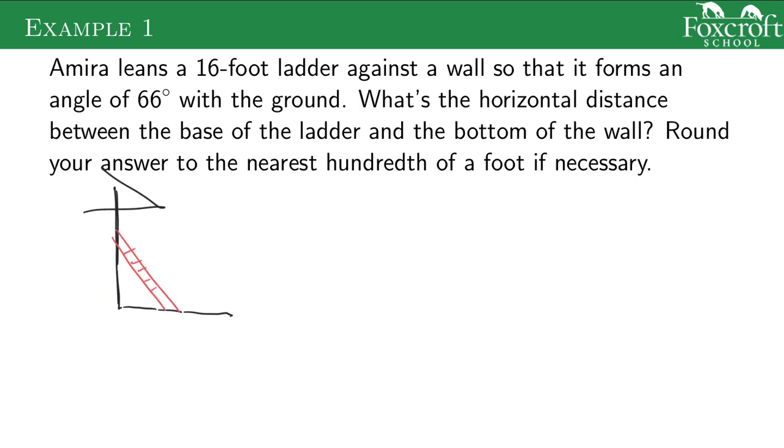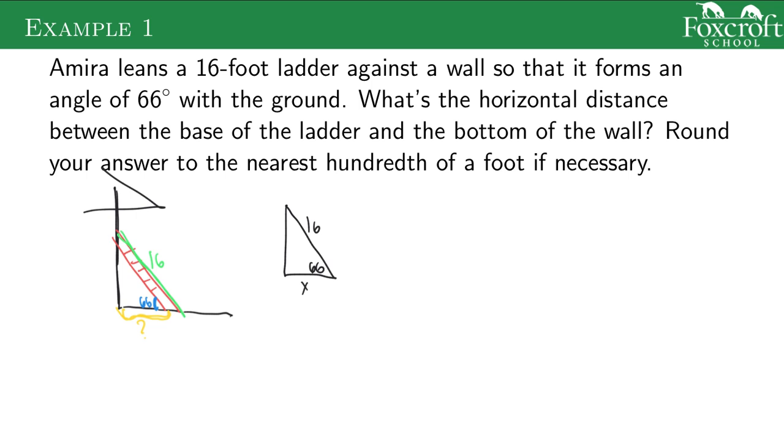The angle the ladder makes with the ground, this angle here, is 66. We also know that the ladder itself is 16 feet long. And we want to know how far the base of the ladder is from the wall. If I draw this without all the pictorial stuff, it basically looks like this. We have a 16 diagonal, a 66 angle, and the x that we're looking for. This just looks like any problem I would have given you before.